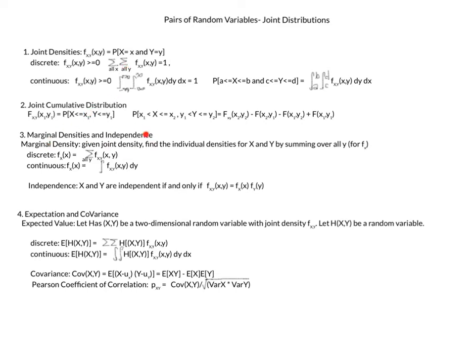Marginal densities and independence are new, so we'll go over that. And then expectation and covariance are also new, as they have to do with how one random variable relates to another.